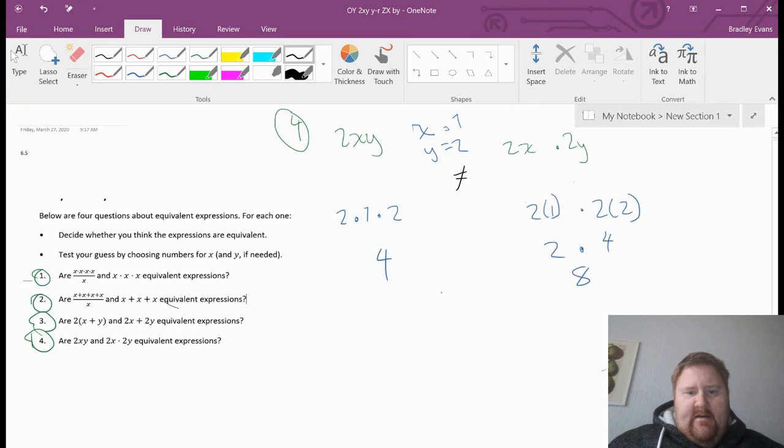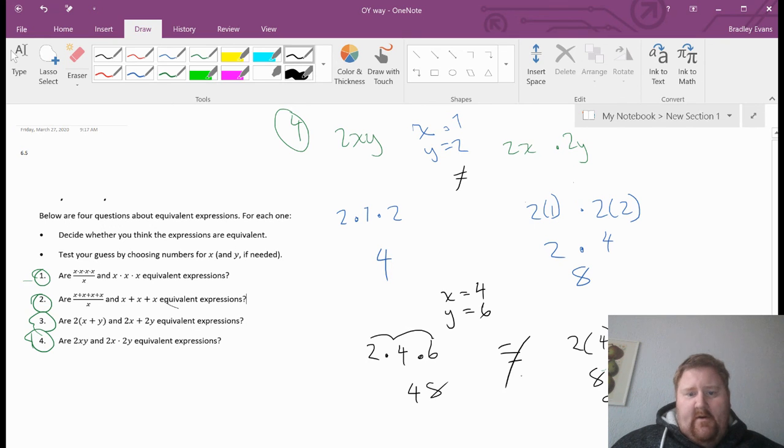But let's see if x equals 4 and y equals, I don't know, 6. 2 times 4 times 6, and here we have 2 times 4 multiplied by 2 times 6. 2 times 4 is 8, times 6 is 48. 2 times 4 is 8, times 12, that's 96. Okay, so these are not equivalent.